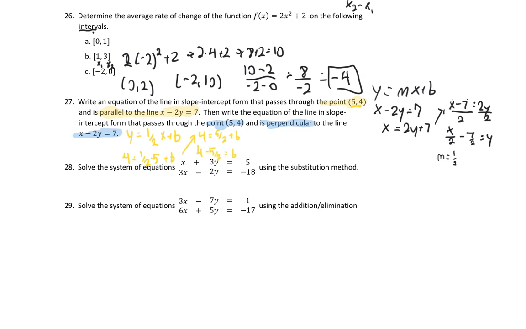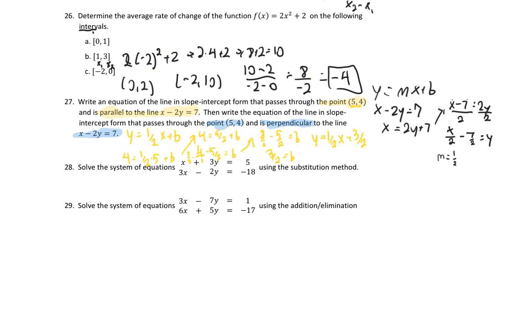4 is the same thing as 8 over 2. You can imagine 4 as being 4 over 1. And we can multiply times 2 over 2 to get this common denominator. 2 divided by 2 is 1, so we're not changing the number. Because what we get is 8 over 2, and 8 divided by 2, again, is 4. We haven't changed anything. We're just writing it so we can subtract the fractions. 8 over 2 minus 5 over 2, we're going to get 3 over 2. So our equation for the parallel one is going to be y equals 1/2 x plus 3/2.